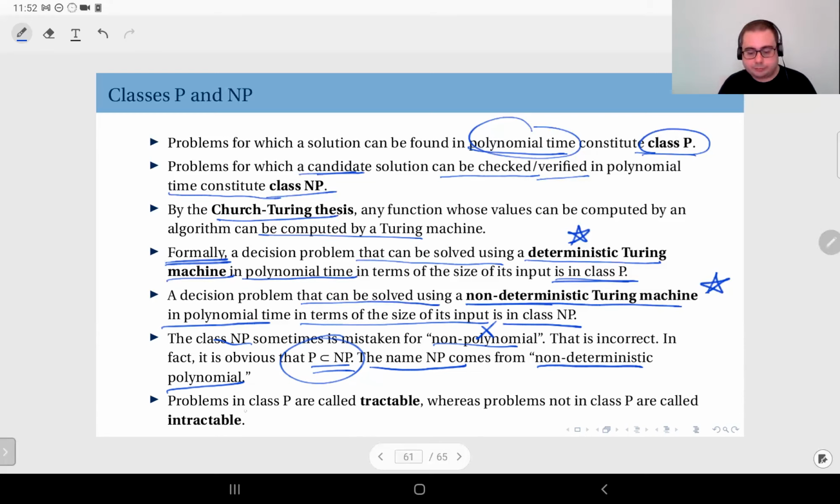Now, problems in class P, we call tractable. They are good to be executed, good to be implemented. They are well behaved. You can implement them usually on any type of computer without any serious problems. Whereas problems not in class P are called intractable. These are typically the problems with exponential or factorial runtime, so that beyond a certain limit, it will not be really feasible to execute on a computer.